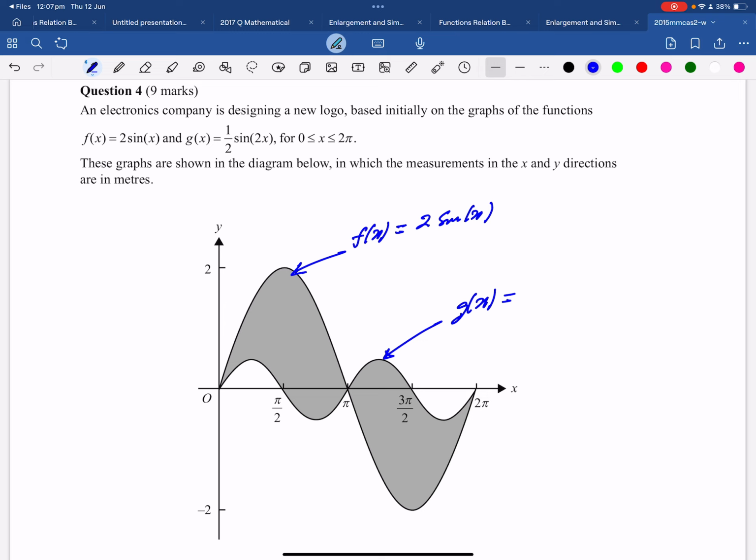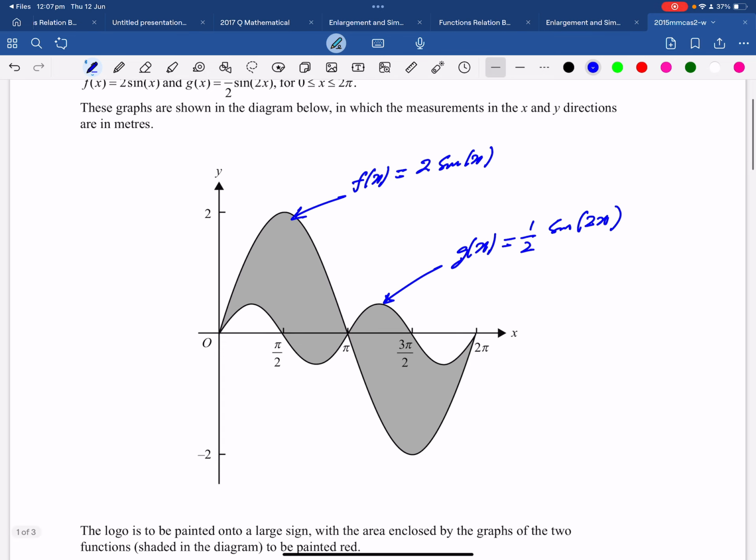That g(x) function is going to be half sin 2x, right? So now we know one thing. If you have sin x, this is 0, this is pi, this is 2 pi. So this is sin x.